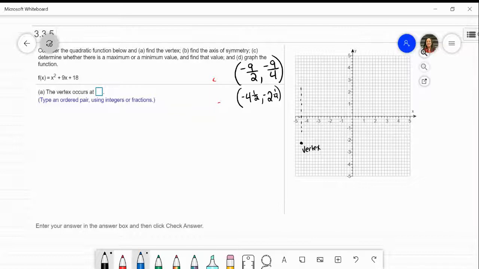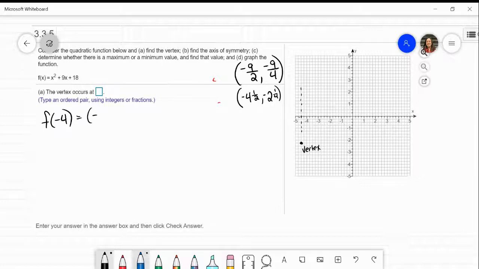What I also know is that if I plug a fraction in, I'm probably going to get a fraction back out. So I want to pick a whole number that is close to my vertex so that when I plug it in, I don't get a really large value. And because I plug in a whole number, my output will be a whole number. So this is purely preference, but I'm just going to choose -4.